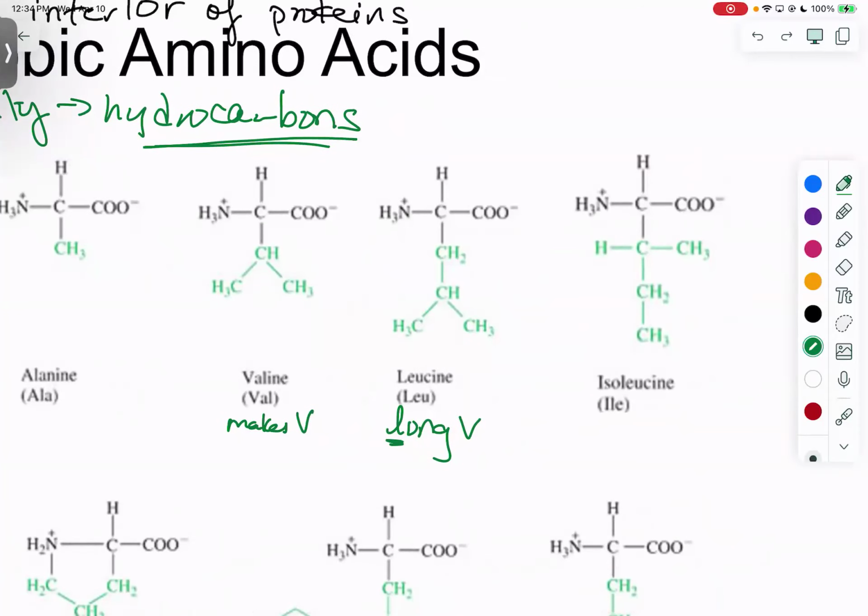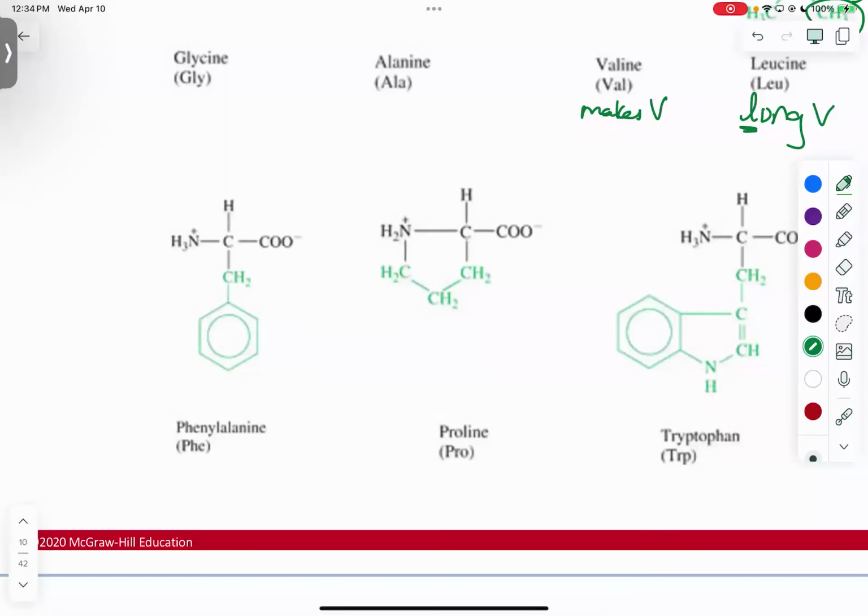Isoleucine has the same number of carbons as leucine. All we did was take one of these carbons here and stick it right there. And now we have isoleucine. So it's just an isomerization. We just rearrange it. And then we get leucine. Phenylalanine is one that has a benzene ring.